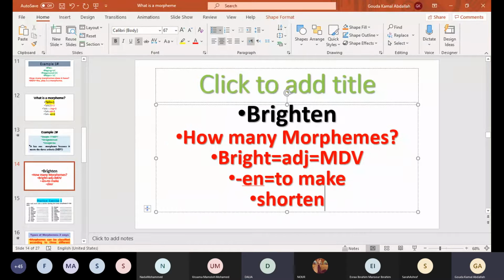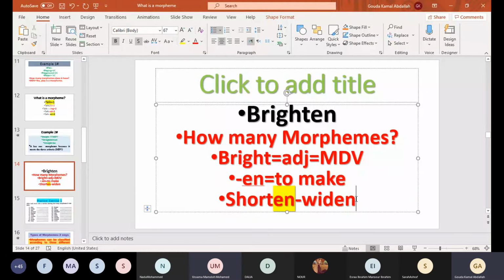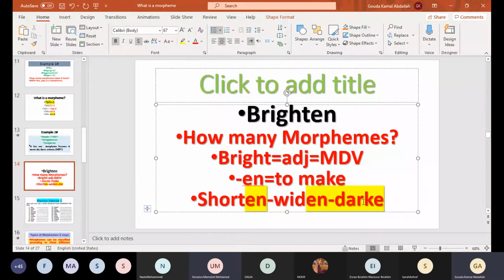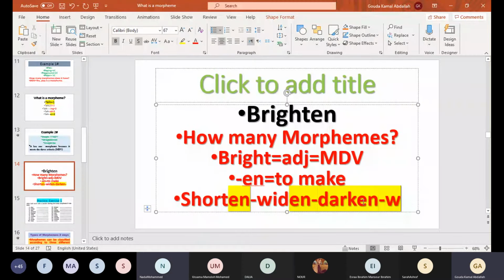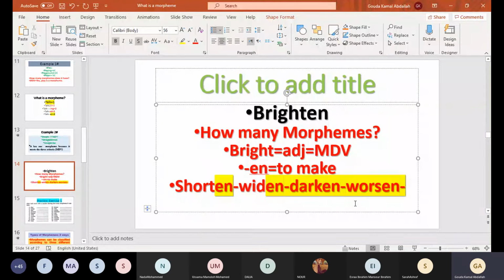Yes. Enrich. Shorten, to make it short, right? And widen. Darken. Then we have worsen, to make it worse. Enlighten. Okay, well done. So again, brighten has two meanings.